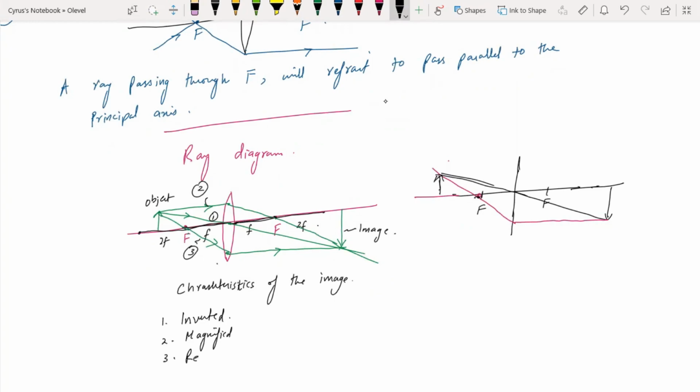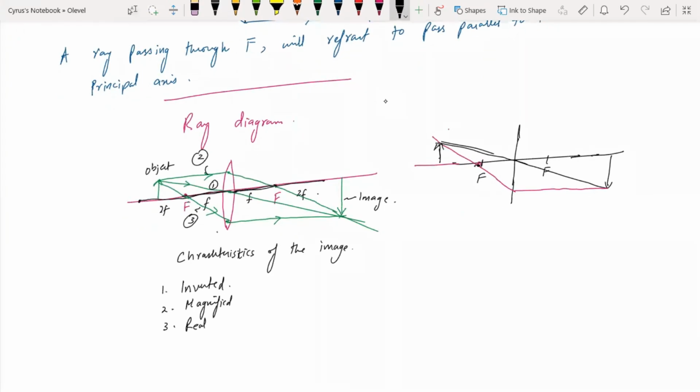A real image is one which you can catch on a screen. For example, this projector here is catching the image on this board, right? Okay? A real image is one which you can catch on the screen. The real image can be caught on a screen. Remember that.